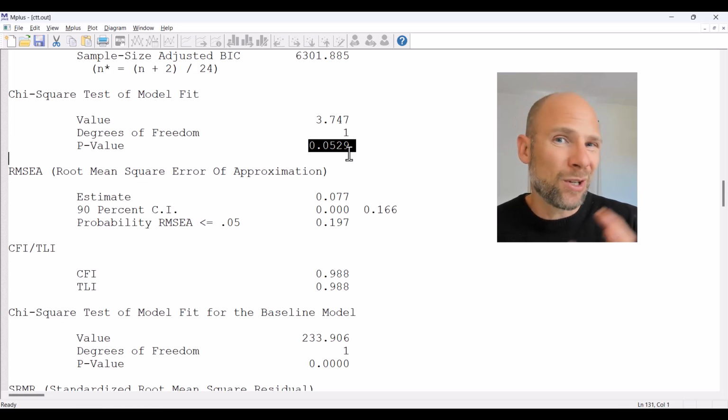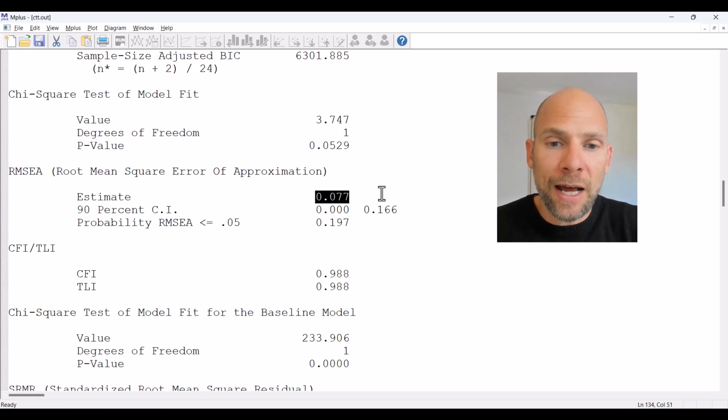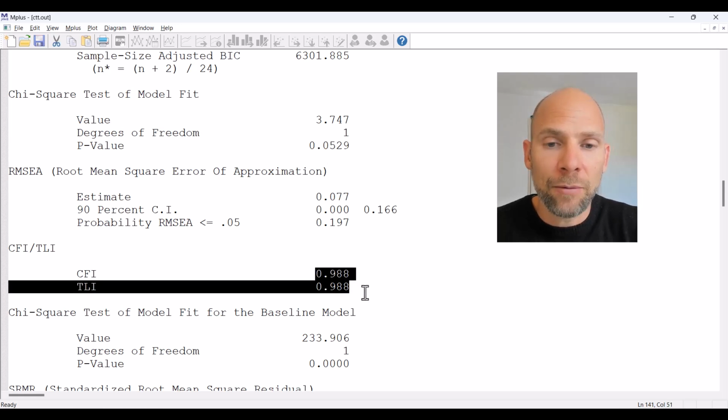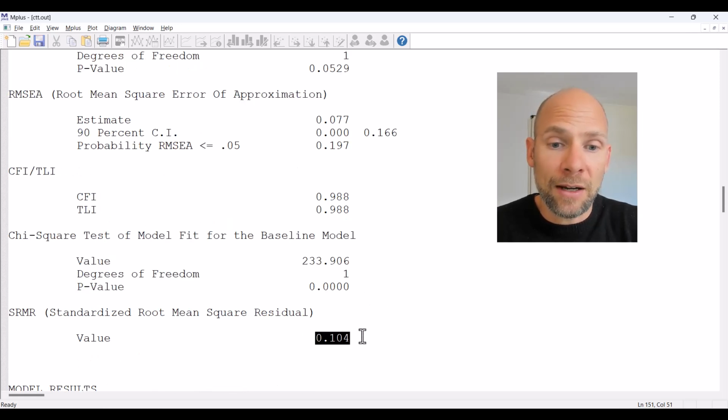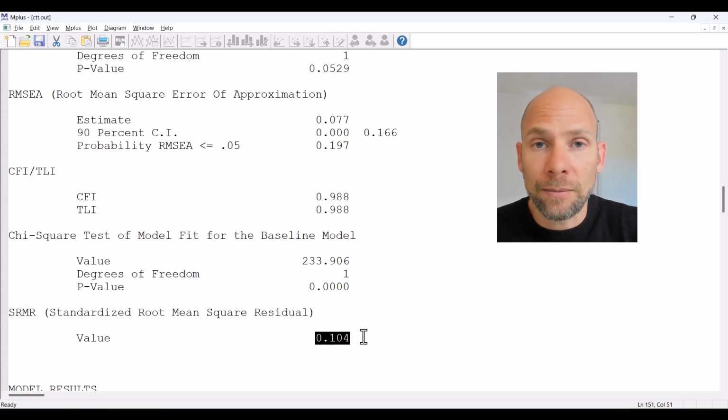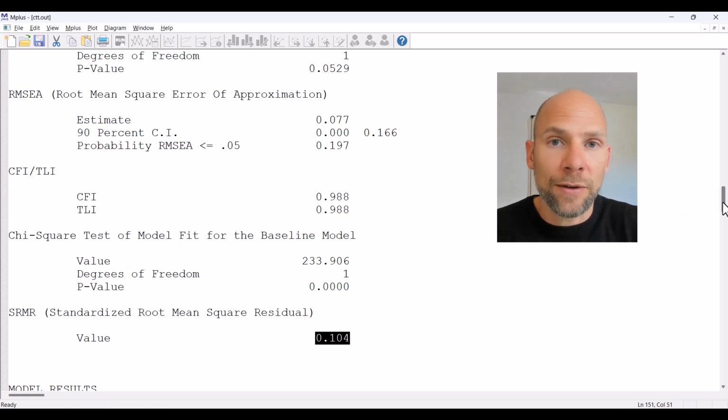However, this looks much better than the previous model. The RMSE is still a bit high. CFI and TLI would indicate that this model is okay. And SRMR is not so great. So it's debatable whether the assumption of unequal means is sufficient for model fit. So maybe we also need to relax the assumption of equal variances. And we can check on that in a little bit.